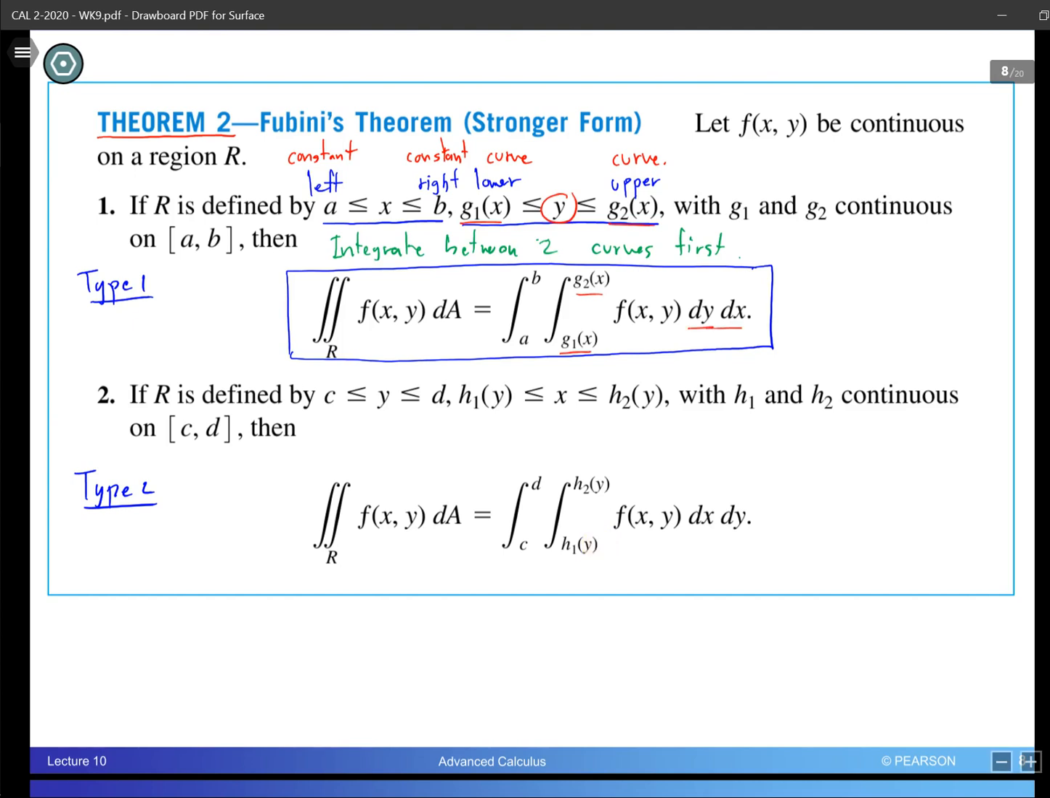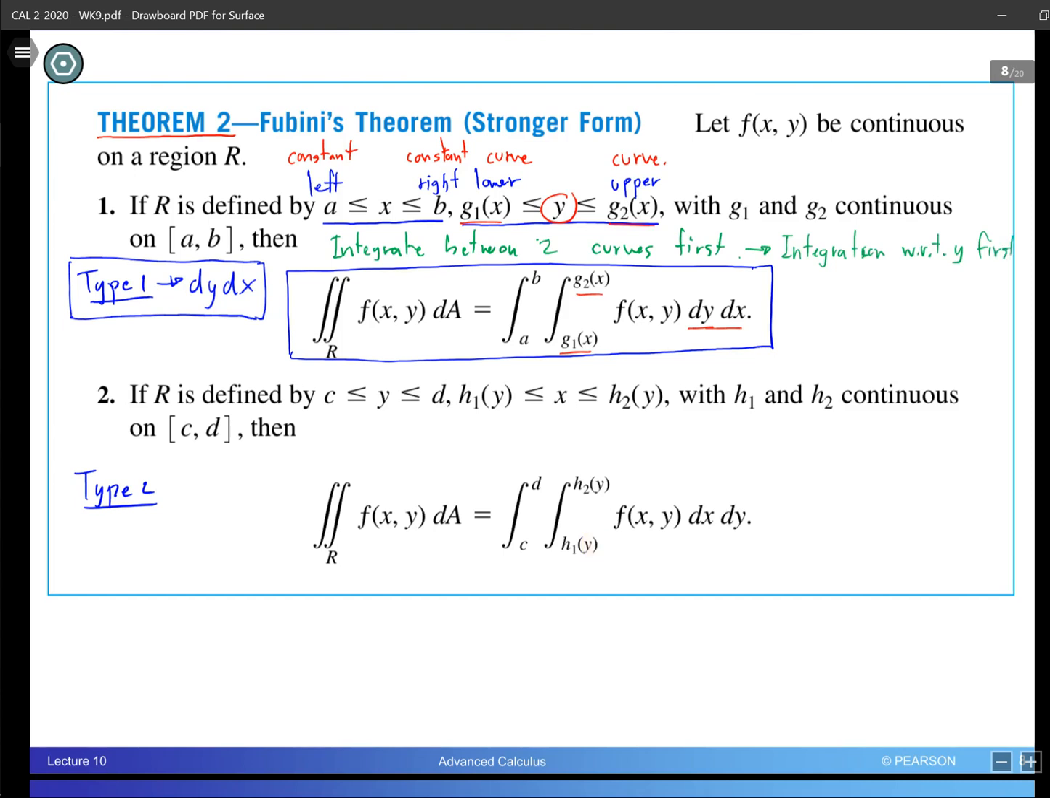And that's how we know that type 1 is going to be this order of integration, dy first, and then dx. Okay? So let's make a box around this. Type 1, it's going to be dy dx, always. When it comes to this integration, let's make a note right here. In this case, it's going to be integration with respect to y first.